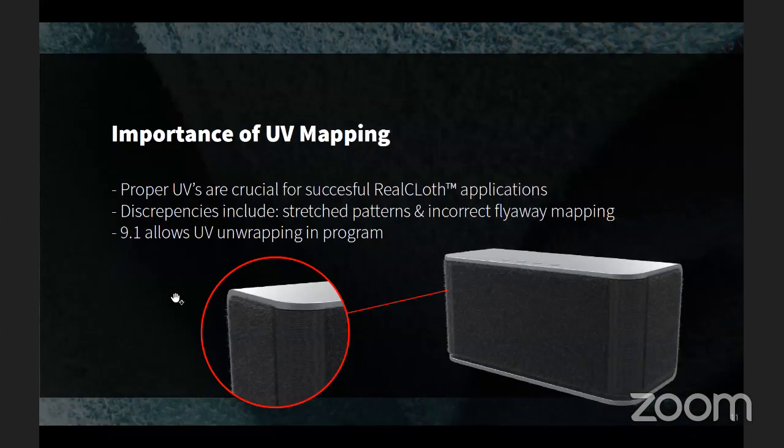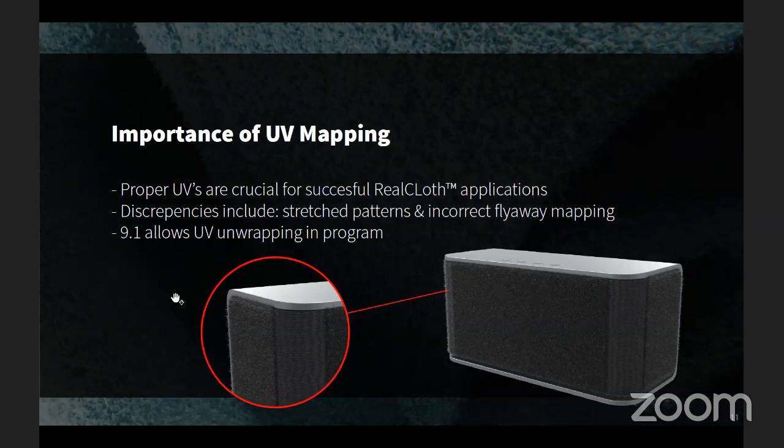Before I jump into KeyShot to show you how to control your RealCloth applications, I want to take a quick sidestep and touch on UV unwrapping. In order to achieve successful results with RealCloth applications, you'll need to ensure that your models have been properly UV mapped. If not, you'll definitely experience discrepancies with your applications. Incorrectly mapped UVs typically result in weave patterns being stretched in unwanted ways, shifts in pattern direction, as well as flyaway geometry mapping issues due to the fact that flyaways are entirely dependent on the underlying weave pattern.